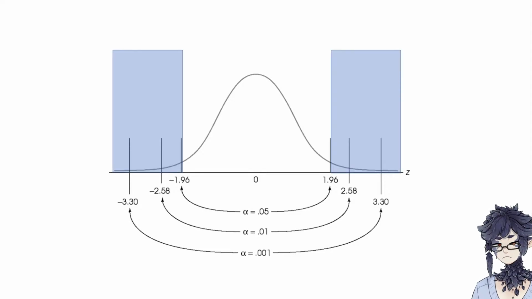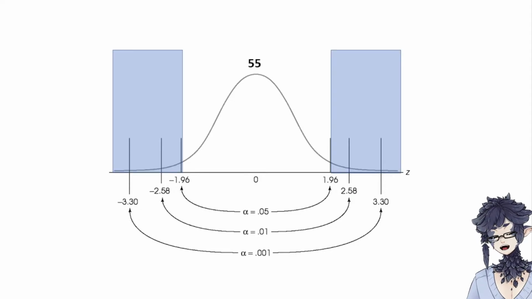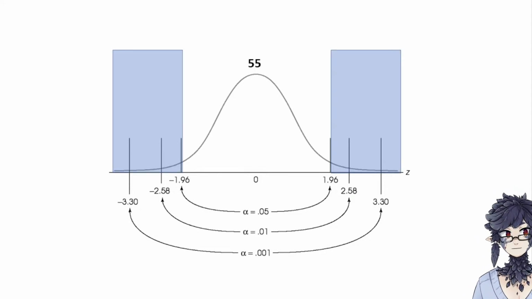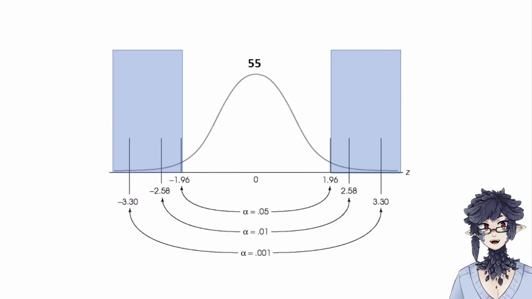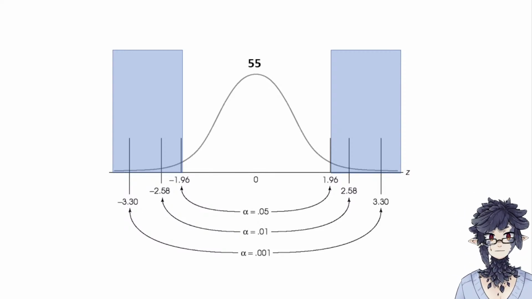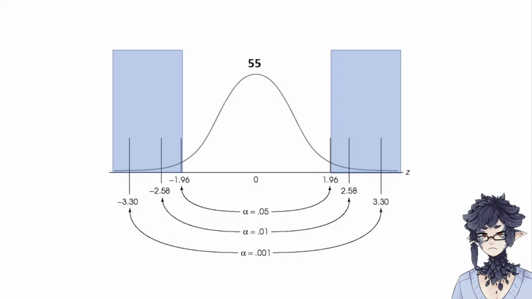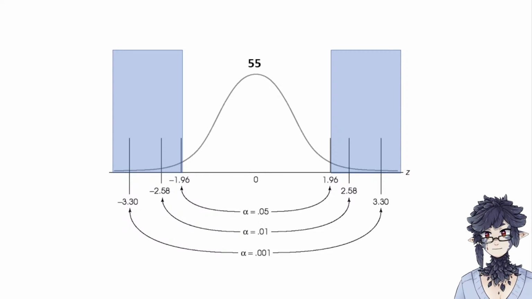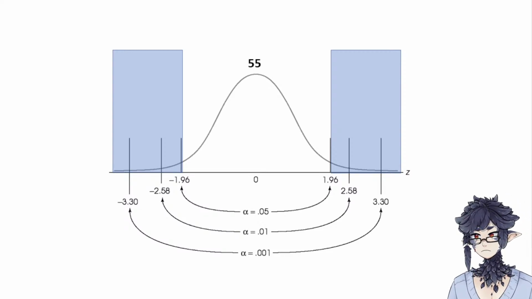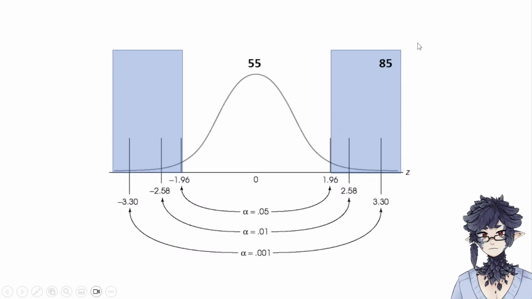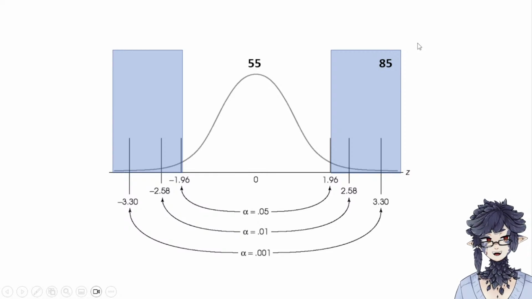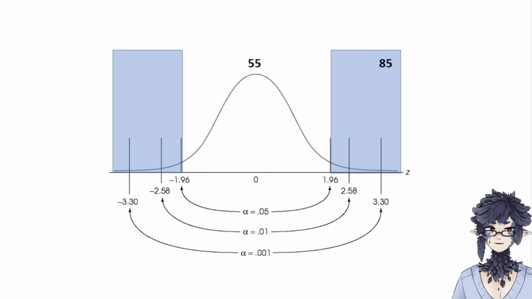So let's say the average crime coefficient is 55. Let's say I find that my participants who have been convicted of a crime have a crime coefficient of 85, and 85 falls here on the distribution. Would I reject or would I fail to reject the null?